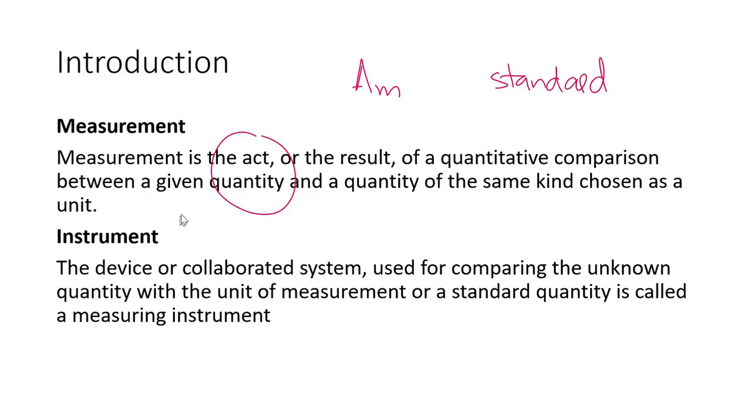Instrument, what is an instrument? This comparison is done by a device, and that device is known as our instrument. So we do this comparison with the help of some quantity and a device. That device becomes the instrument, that quantity becomes the unit, and the input is then measured accordingly. So that's why this instrument is known as the measurement instrument.